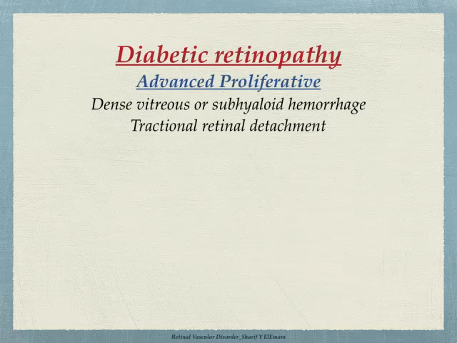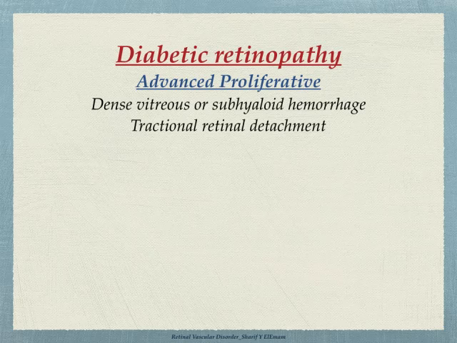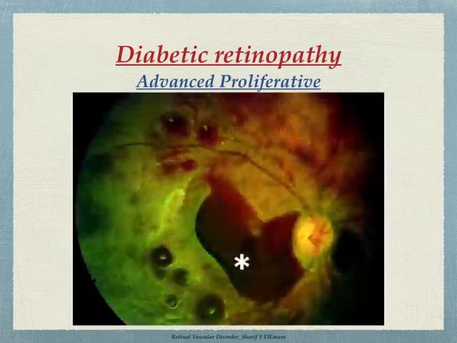However, if the patient has even further damage to the retina, including tractional retinal detachment, or dense vitreous or subhyaloid hemorrhage, this is an advanced PDR patient, which in most cases requires surgical intervention.